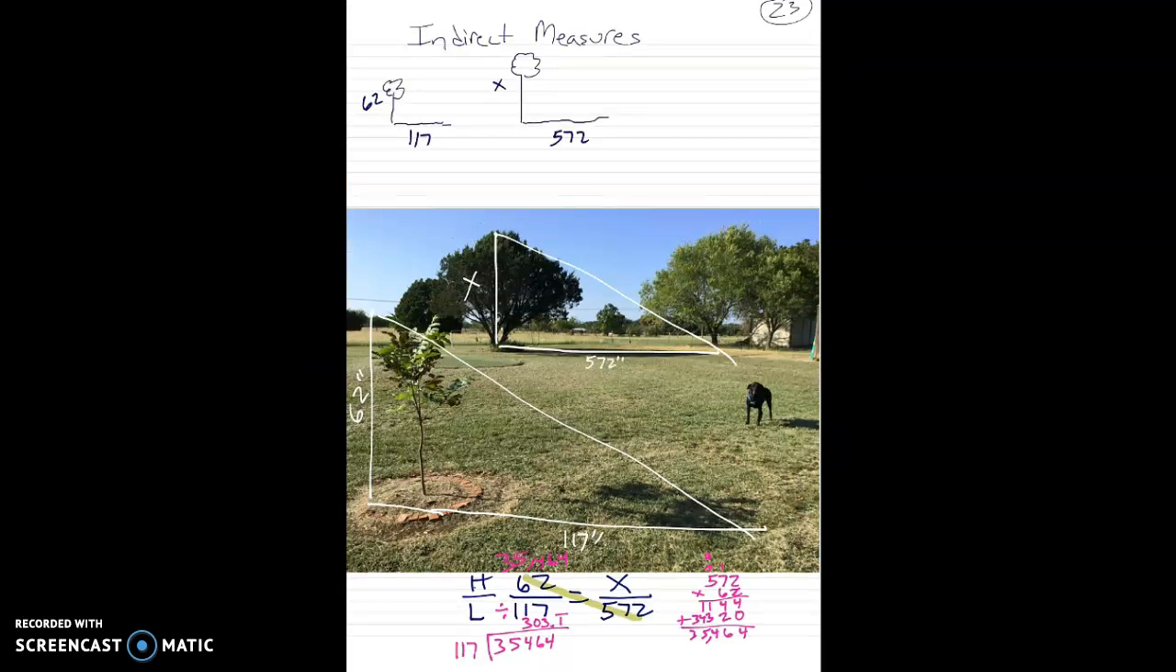It's no different than just a proportion word problem. It's no different than a scale drawing. It's no different than similar figures. If you can set up the proportion the right way, you can do the math and get it right. Focus on setting it up, and you'll be good to go.